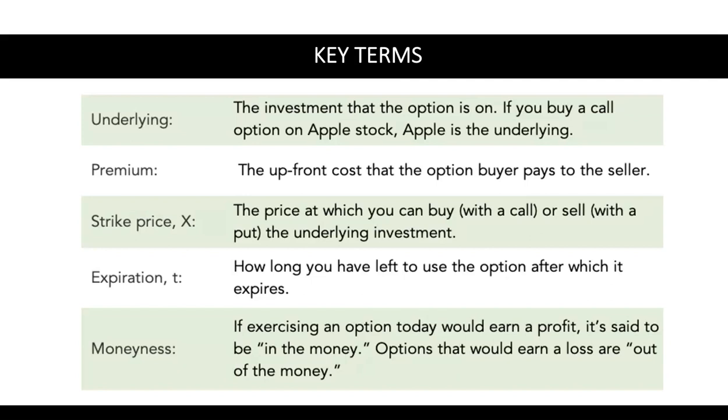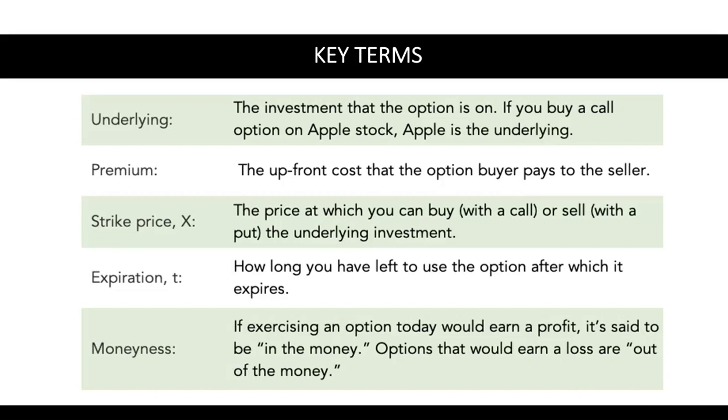Here are the main parts of any options position. The underlying security. This is the investment that the option is on. If you buy a call option on Apple's stock, Apple is the underlying. The premium. The upfront cost that the option buyer pays to the seller. The strike price. The price at which you can buy with a call or sell with a put the underlying investment. The expiration. How long you have left to use the option after which it expires.